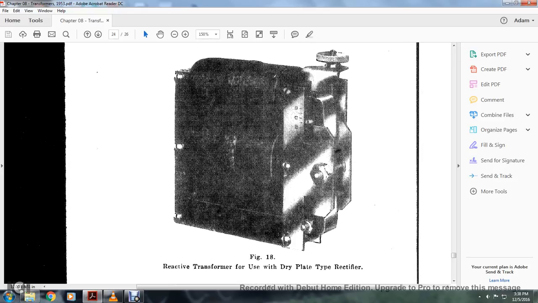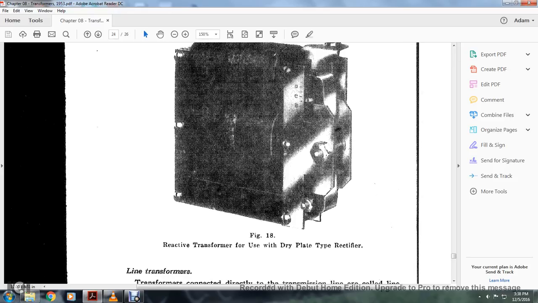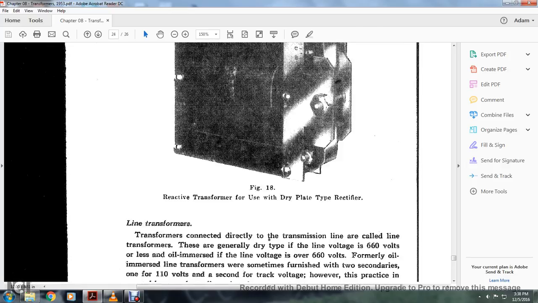Figure 18 shows the reactive transformer used for the dry plate type rectifier.